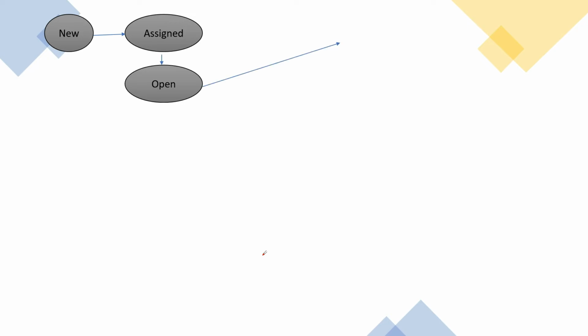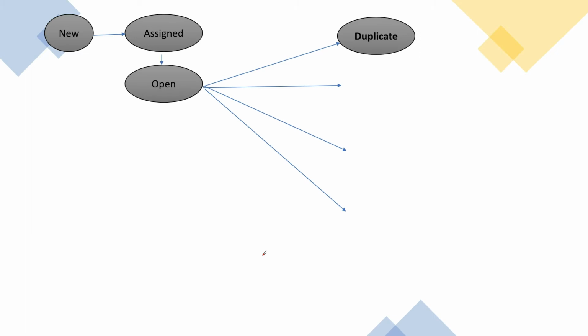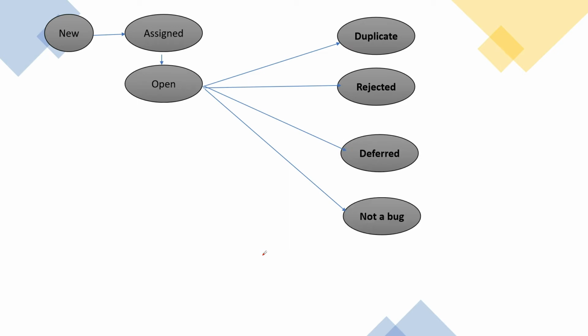See, now I raise a new defect. So what happens is it will be changed to assigned by the development manager. And from that, the developer will open it. After he opens it, if it is duplicate, he'll mark it as duplicate. If it is rejected, he'll mark it as rejected. If it is deferred, he'll mark it as deferred. And if it is not a bug, he'll mark it as not a bug.